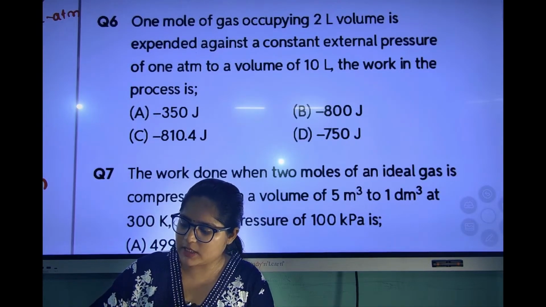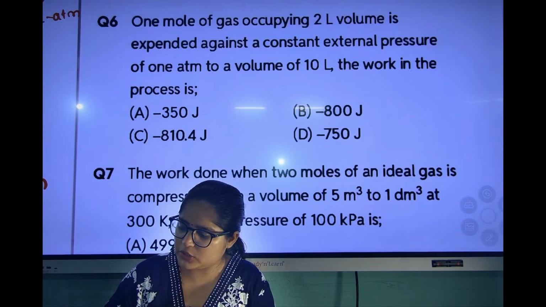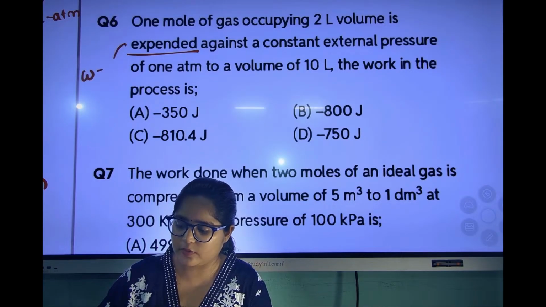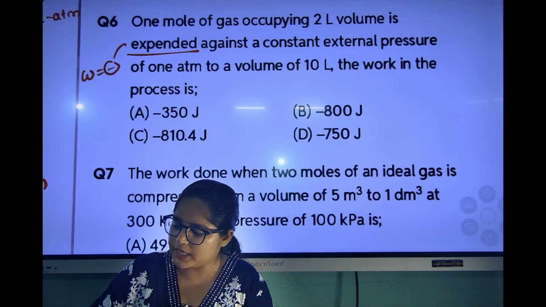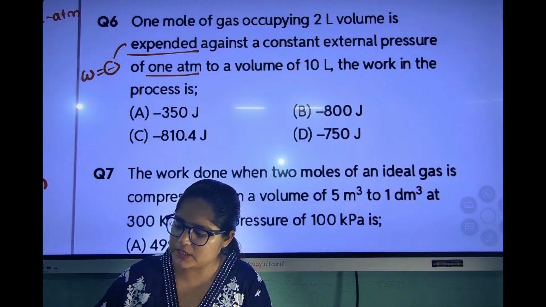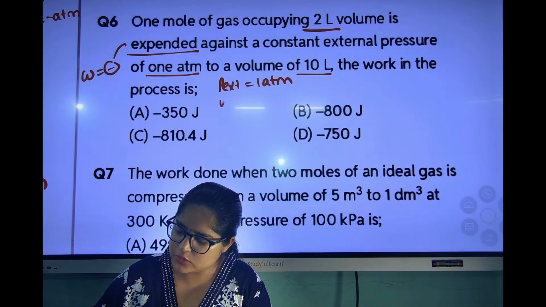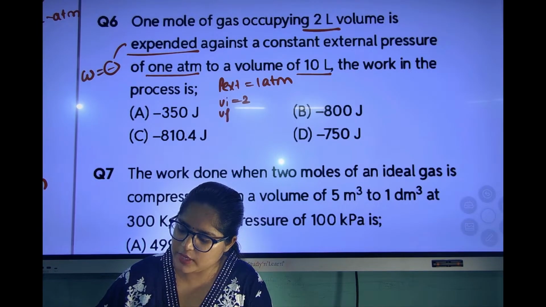Next question number 6, 1 mole of a gas occupied 2 liter volume is expanded. Again expansion. So, expansion means work done will be surely negative. Okay, that is one thing clear. Against a constant external pressure. Pressure is how much they have given? 1 atm to a volume of 10 liter. So 2 liter to 10 liter. So initial was 2 liter, final was 10 liter.